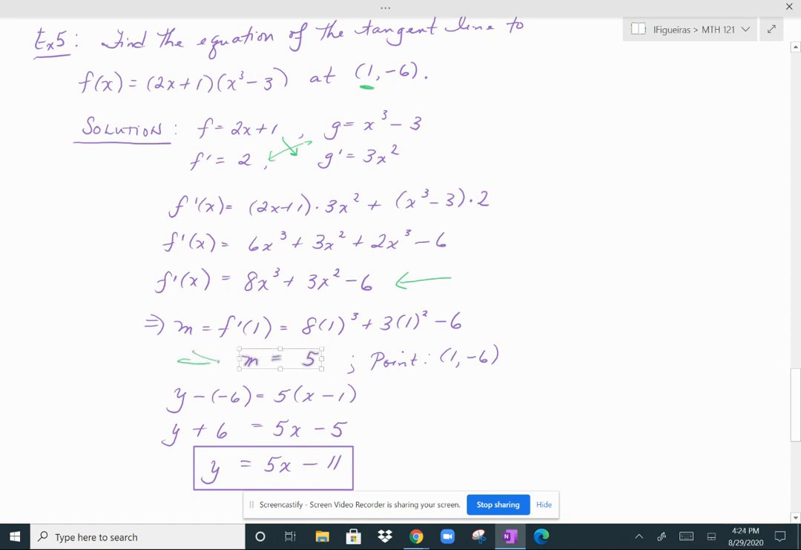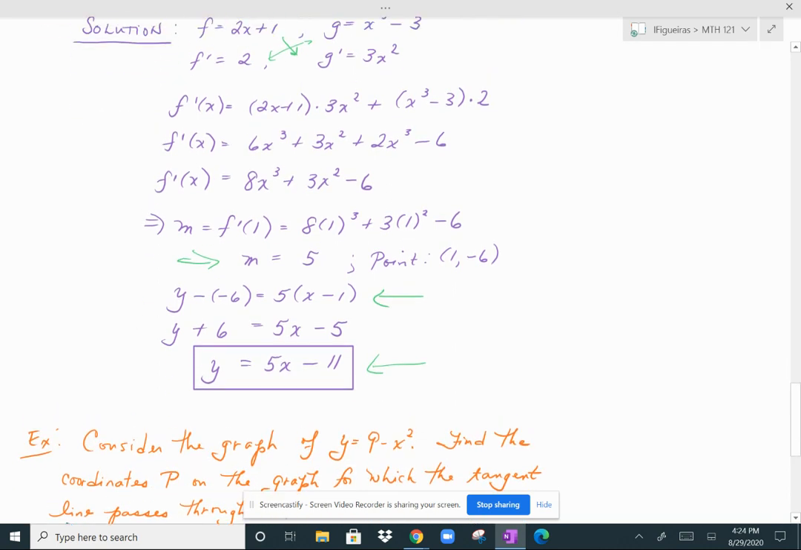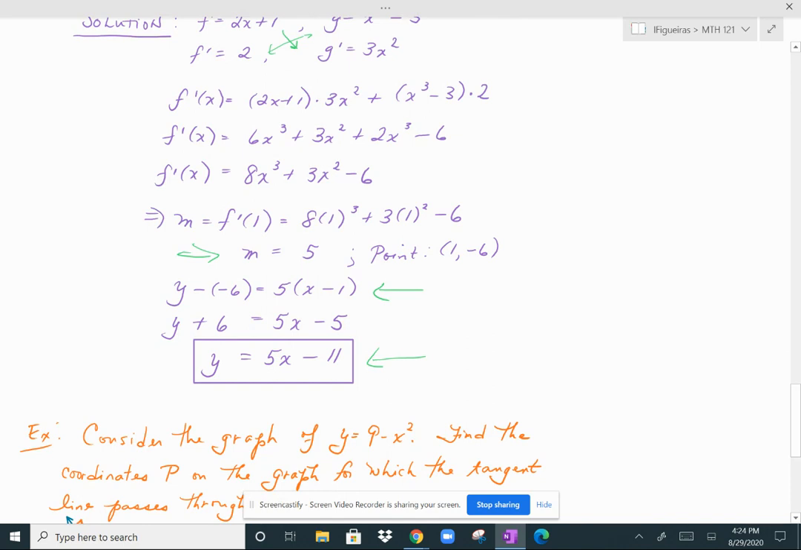So the slope is the value that we were looking for in order to find the equation of the tangent line. So we use a slope of 5 and a point of (1, negative 6). We plug it into the point-slope formula, which is right here. So y minus negative 6 equals 5 times (x minus 1). So that becomes y plus 6 equals 5x minus 5. Subtract 6 from both sides and you get that the equation of the tangent line to the curve at the point (1, negative 6) is y equals 5x minus 11.